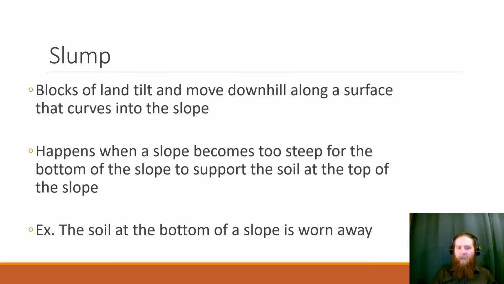A slump is when a huge or a bigger block of land is tilting and moving downhill. This happens when we get this kind of steep slope here. This whole chunk will break off and slump down so that our new structure looks something like this, with this hill down here, where this piece has fallen down and now the soil at the top is more supported. If this soil continues to get weathered away, it'll form that nice steep part again, and that slump will continue over and over again.